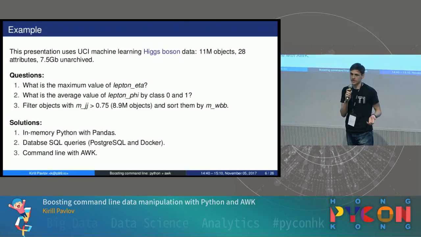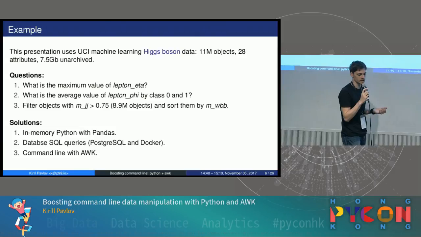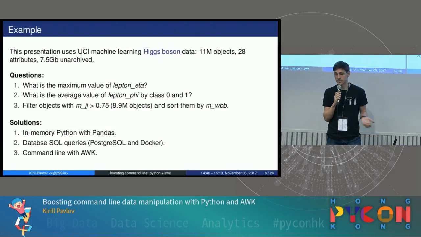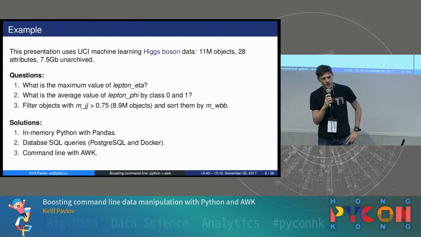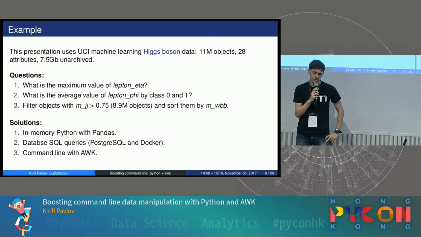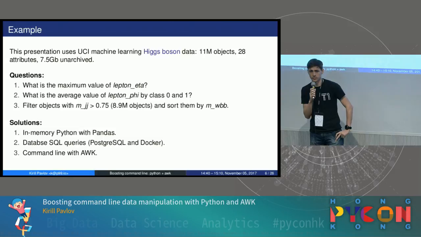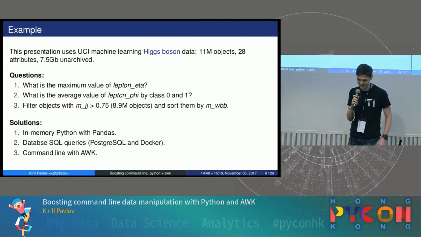Nothing specific about that, just some random columns. But what's good about that is that it has 11 million objects, and it has 28 attributes. Doesn't matter which attributes, just some like signal yes, signal no, and some lepton data. And it's about 7.5 gigs unarchived. It's not that big, but to have it bigger, it would take forever to show a demo here. That's a problem with big data.